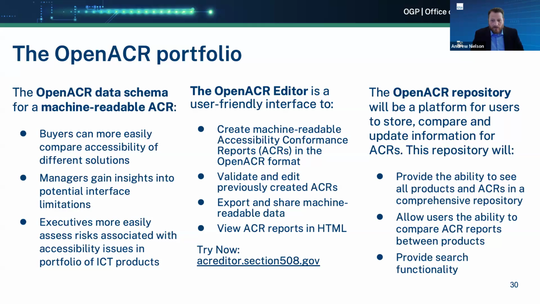So we've done two things. First is to define that schema, and two is to provide a tool to make it easy to create that accessibility conformance report in a machine readable format. And that's available via acreditor.section508.gov. That gives you a friendly user interface, just like entering it in a Word document. In that Word document template, you can instead use this tool and then output it to a machine readable data file, rather than just a Word document. And you can also print it to output it to an HTML document that looks nice and pretty.